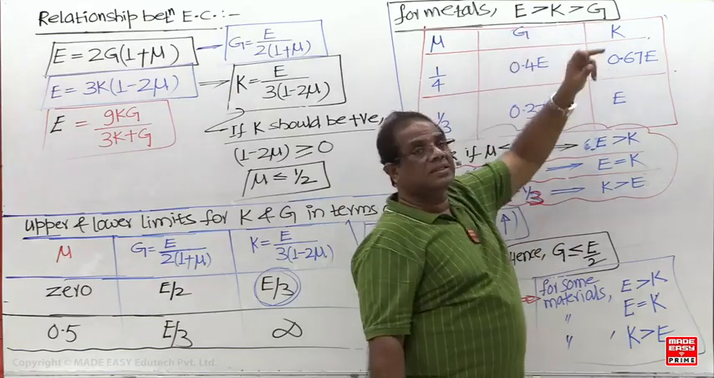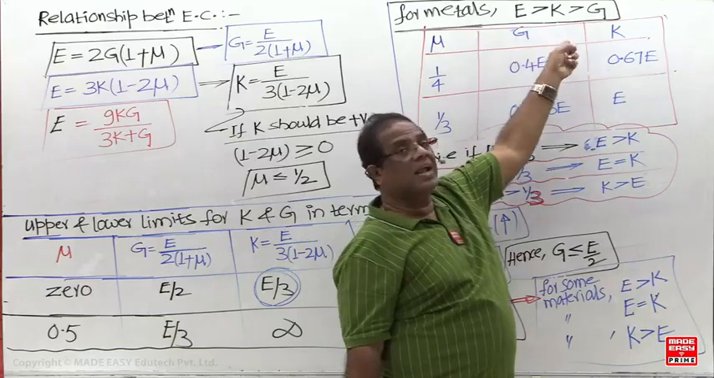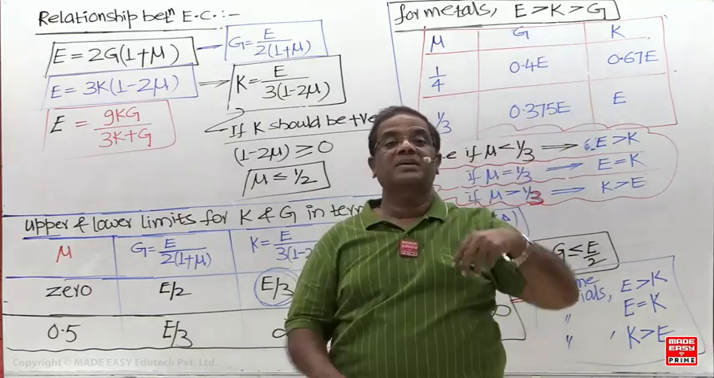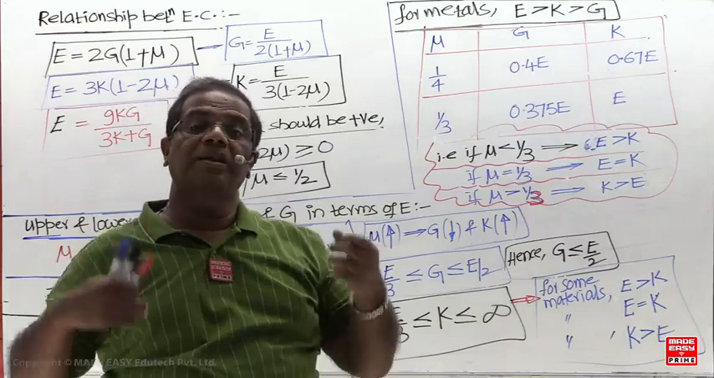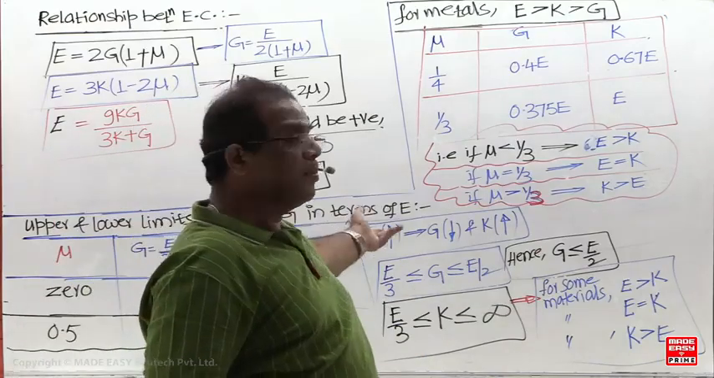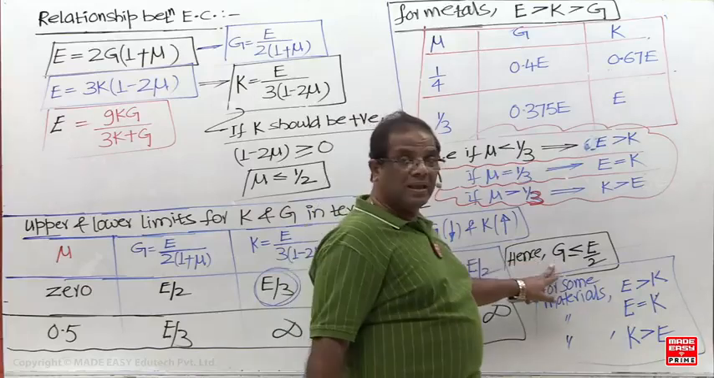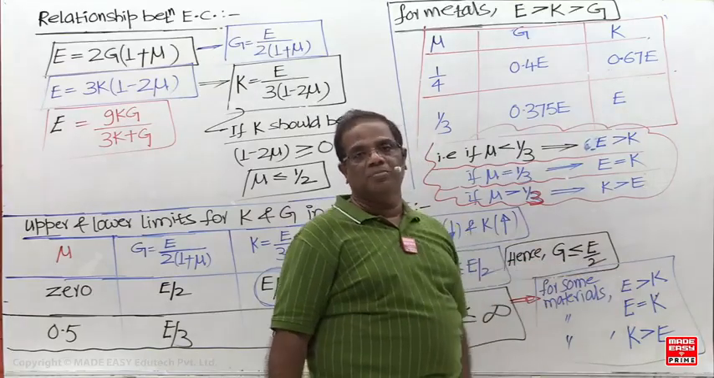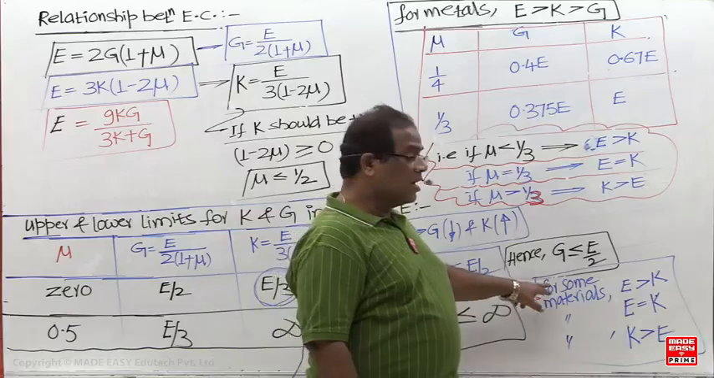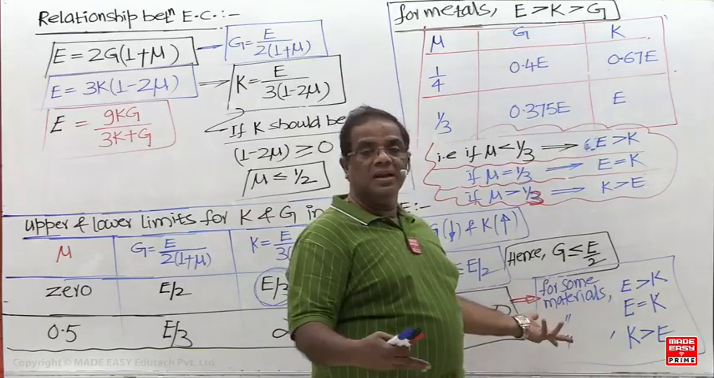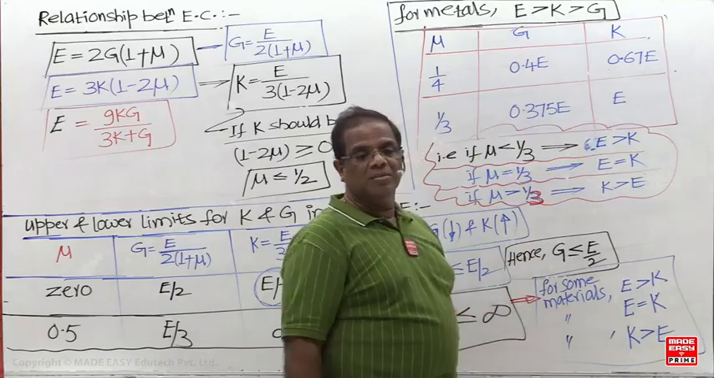So generally for metals, which is more? The answer is E is greater than K is greater than G. But when the type of material is not given directly, we cannot tell it. Independent of any value of Poisson's ratio, for any material, you can only conclude G is less than half of Young's modulus, or E is greater than G. But what about E and K? For some materials E is more, for some materials both are equal, and for some materials bulk modulus is more.